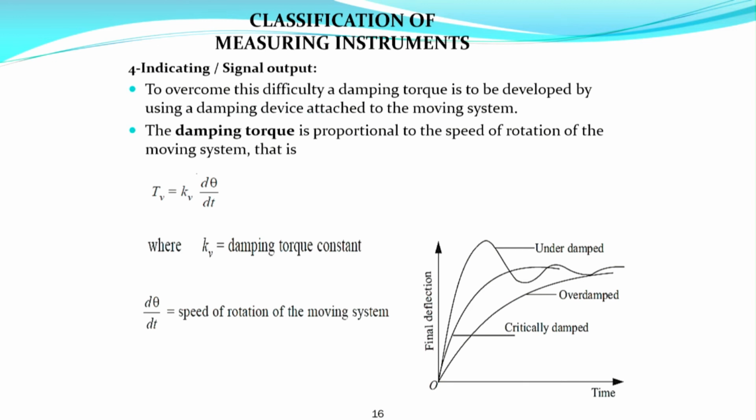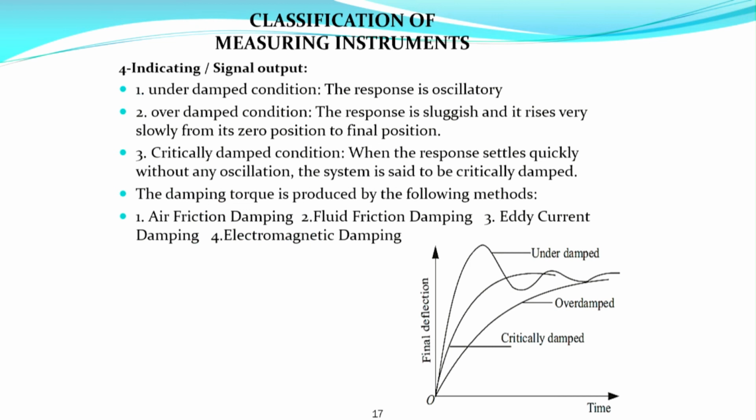To overcome this difficulty, a damping torque is developed by using a damping device attached to the moving system. The damping torque is proportional to the speed of rotation of the moving system. That is, Td equals kd times d theta by dt, where kd is the damping torque constant and d theta by dt is the speed of rotation of the moving system.